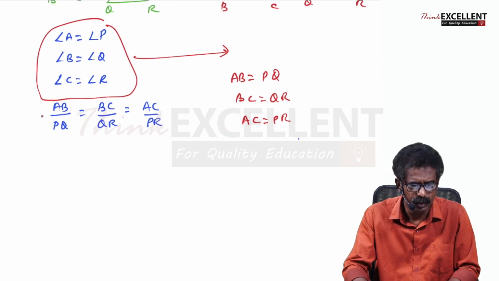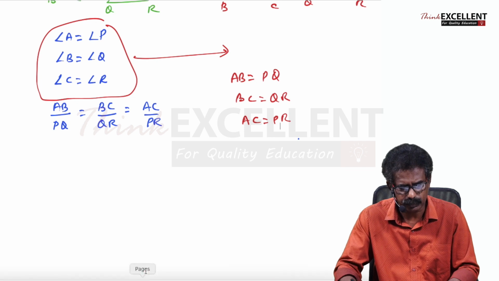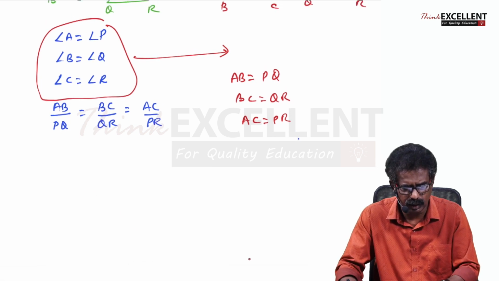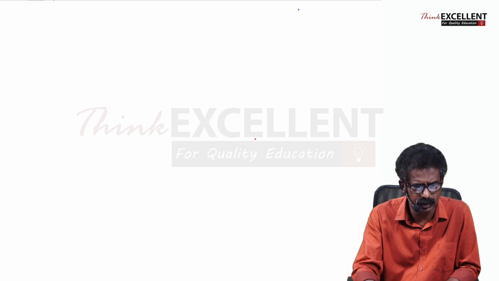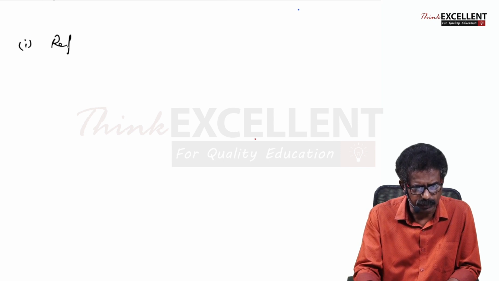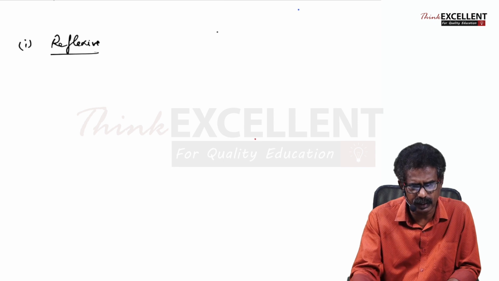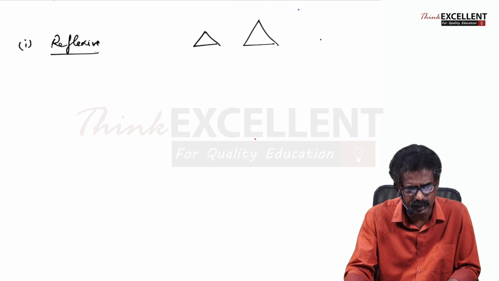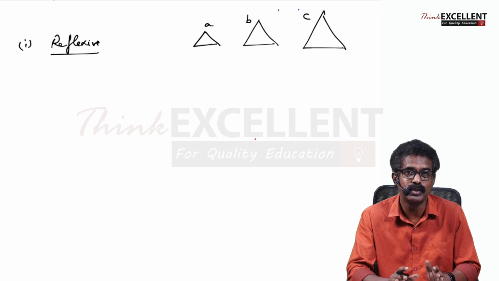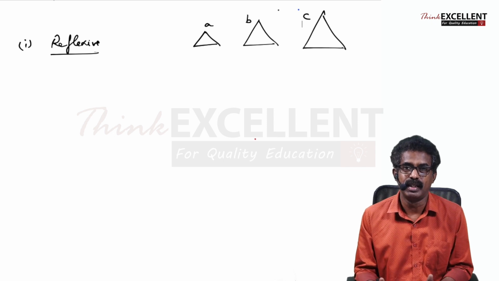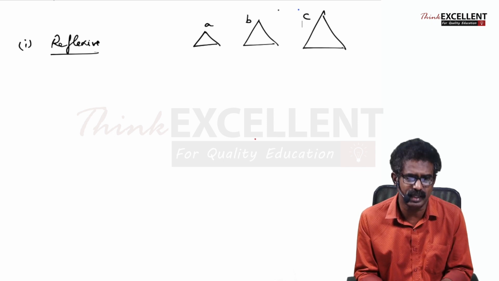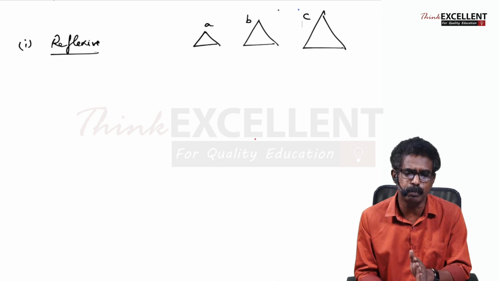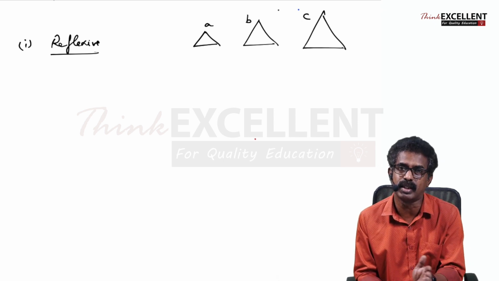Now listen here. Let us check the properties one by one. First you have to check the reflexive property. Listen here, I'm taking three triangles, all similar triangles. This is the first triangle, this is the second, this is the third. Suppose this is triangle A, triangle B, triangle C. Is it reflexive? Reflexive means every element is related to itself. Every triangle is similar to that triangle. Triangle A is similar to triangle A, triangle B is similar to triangle B, triangle C is similar to triangle C. It is true, right?